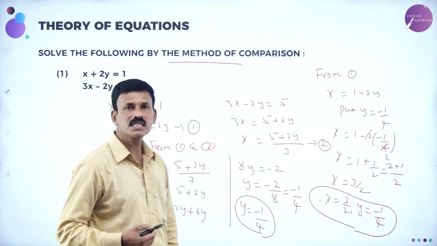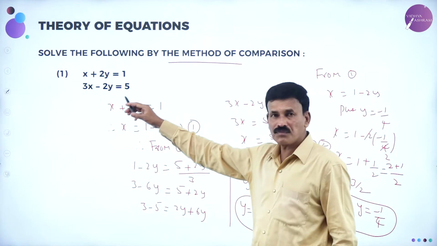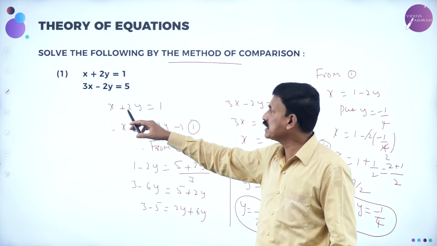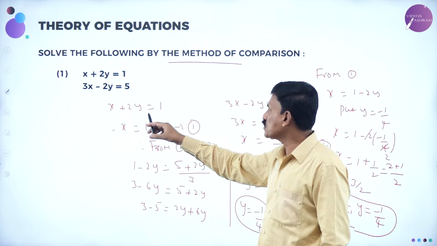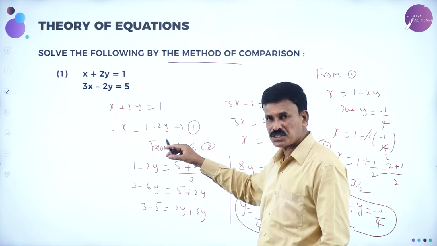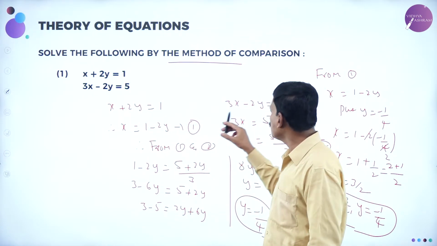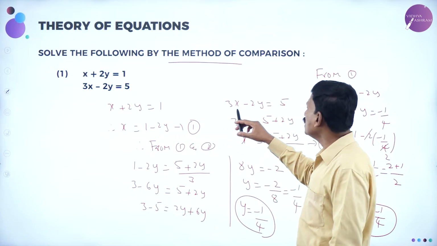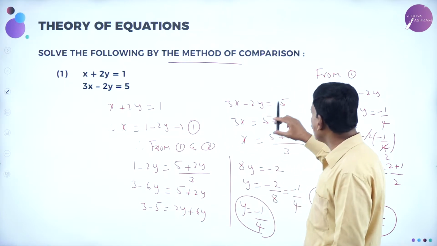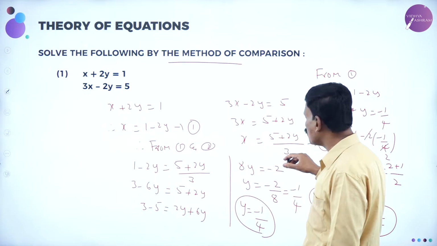That's it. Now, listen to me. Very simple. Solve the following system of equations by comparison method. What is given? x plus 2y is equal to 1. x is equal to 1 minus 2y. So, from equation 1. From equation number 2, 3x minus 2y is equal to 5. 3x is equal to 5 plus 2y, or x is equal to 5 plus 2y by 3.